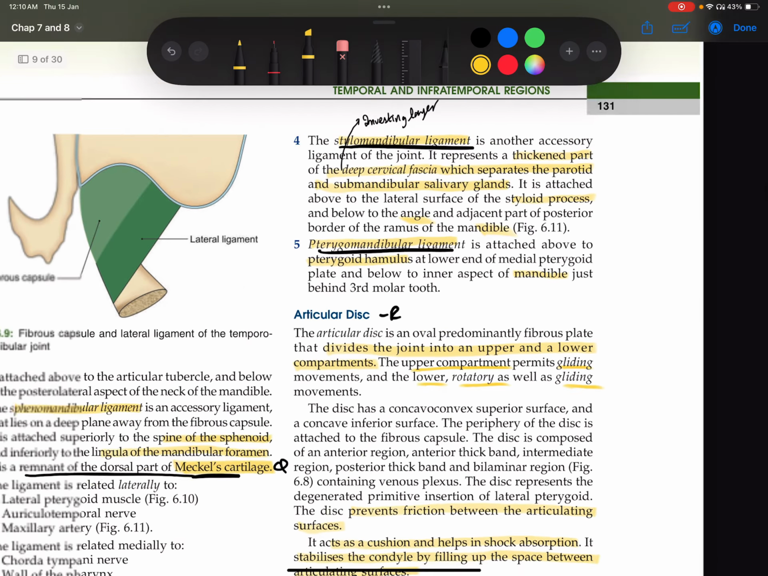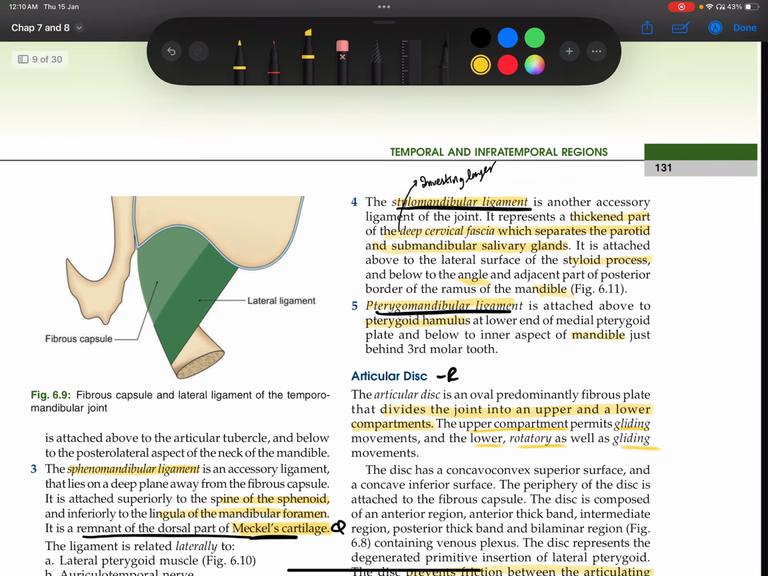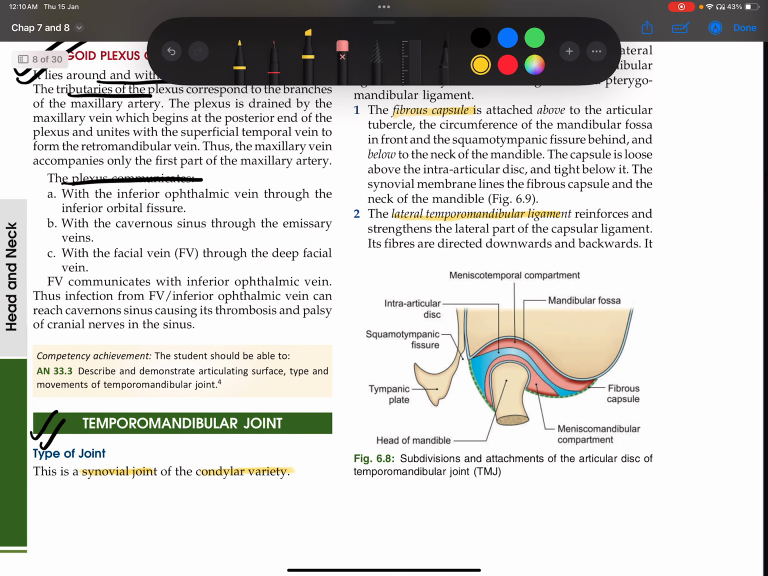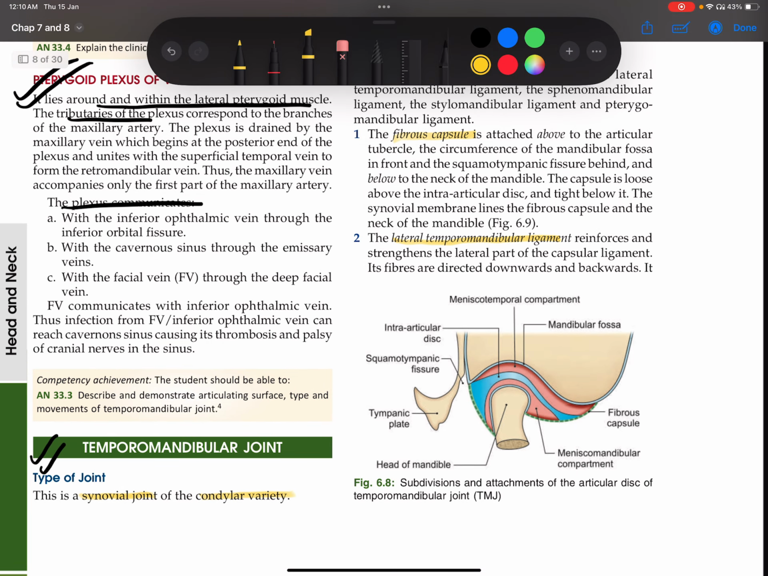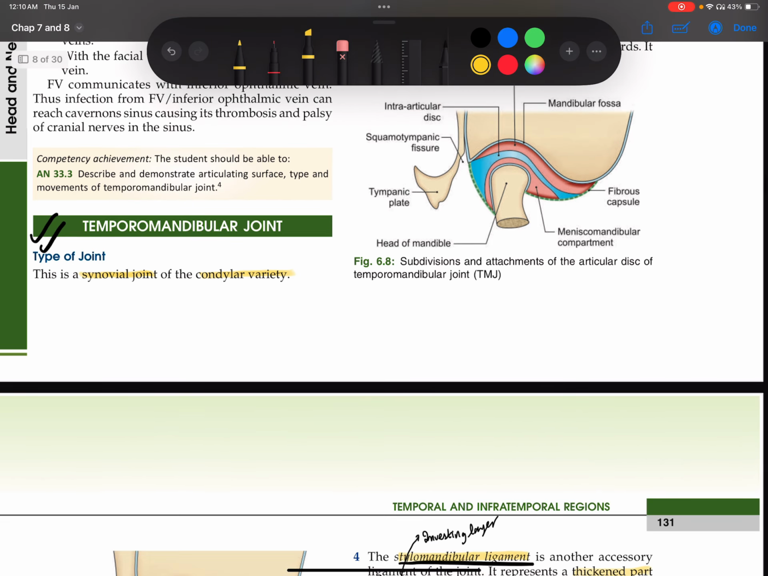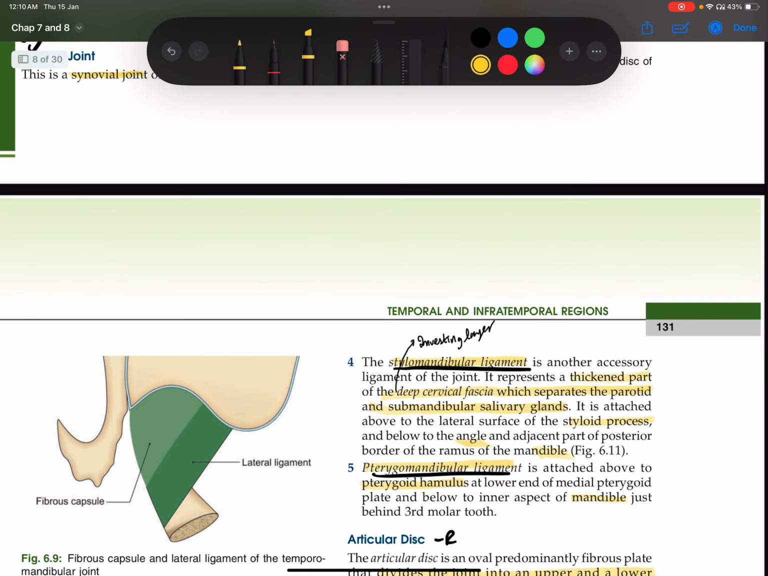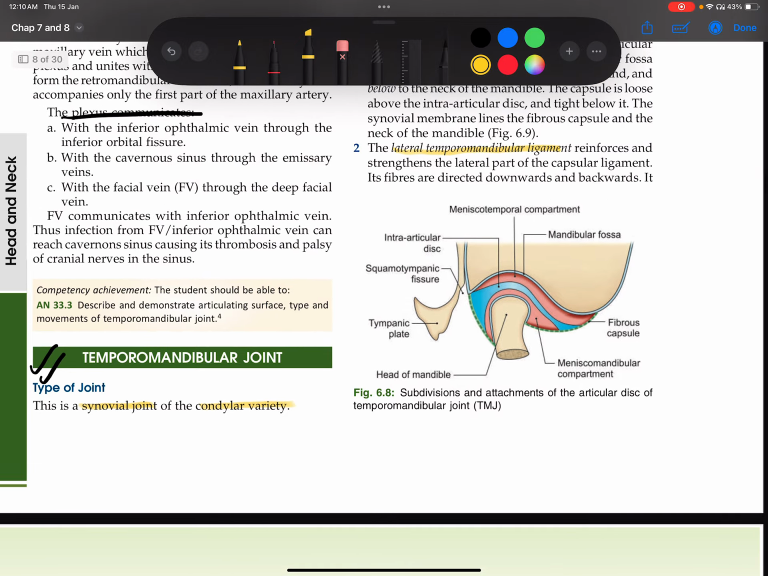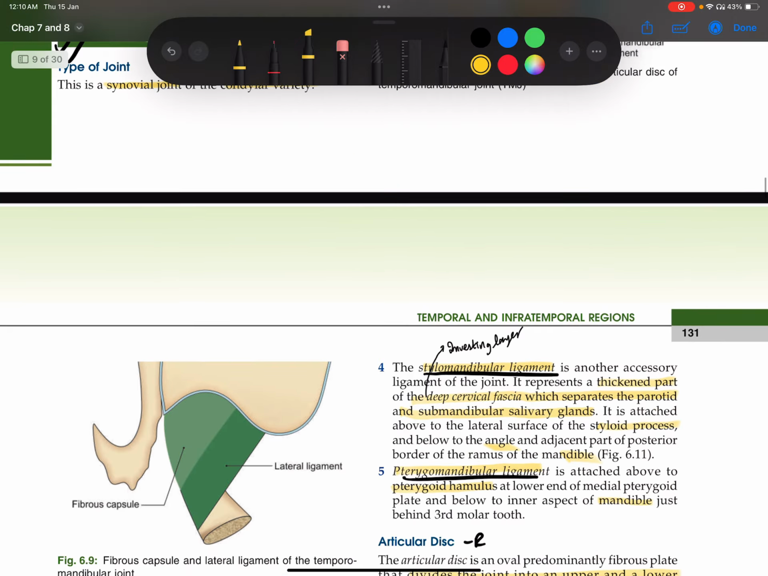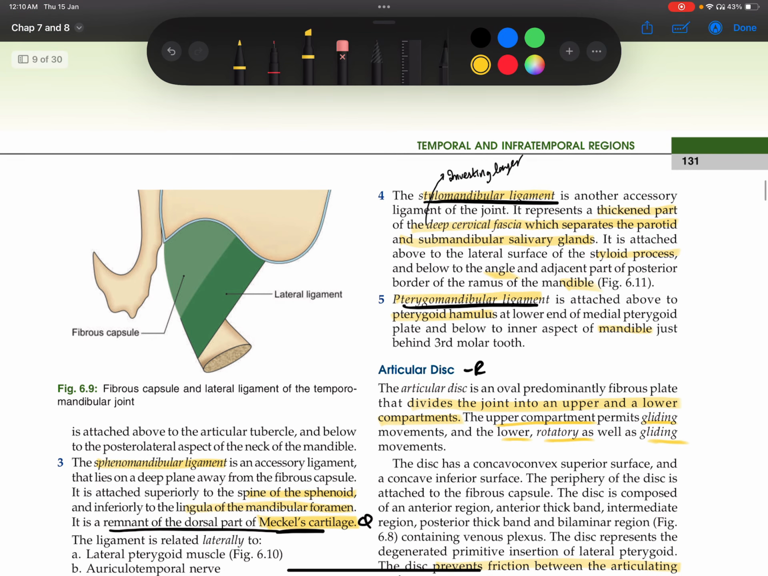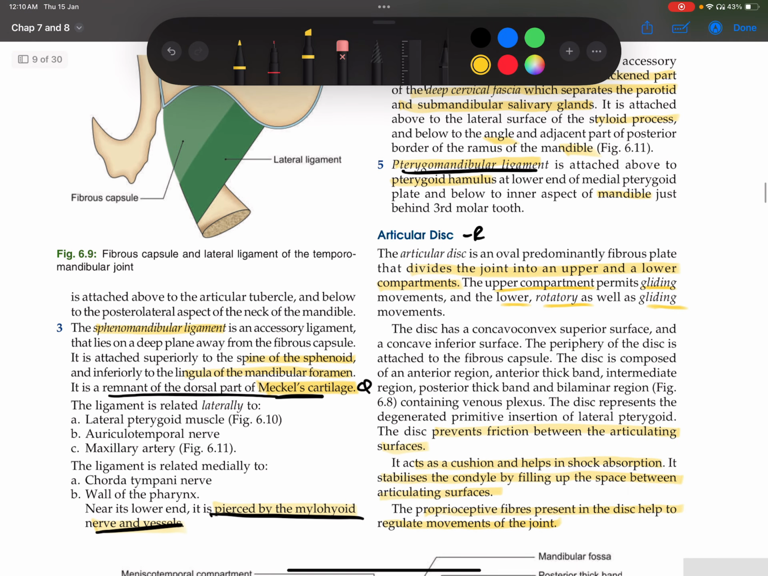And then, so these are the five ligaments, and I hope now you understood the function. First of all, the fibrous capsule is just there in order to bind everything together. The temporomandibular ligament strengthens the lateral aspect of the capsule, and also it prevents excessive posterior movement so that the tympanic plate isn't damaged. It's a very important point. Then you have the sphenomandibular ligament, just know its attachments and that it's called Meckel's cartilage.